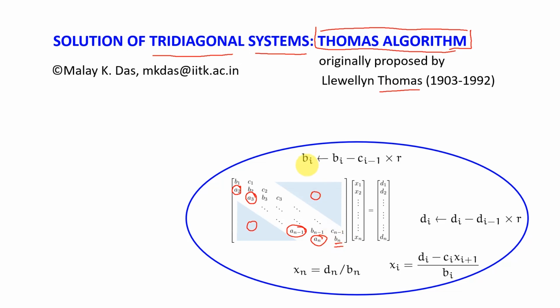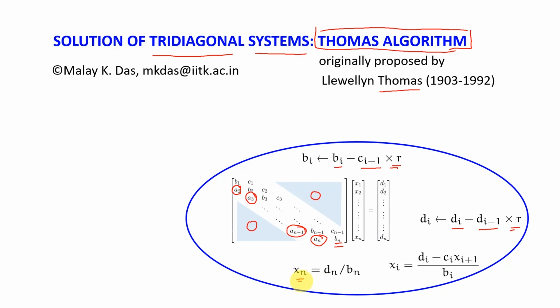All the B's will be modified in this forward elimination through Bi minus Ci minus 1 multiplied by R. What is this R? We will talk about it quickly. And because of this forward elimination, the D's on the right hand side will also change, in the same way: Di minus Di minus 1 multiplied by R. Once we make all these A's zero, from the last equation we have only Bn, which is now modified, and Dn on the right hand side, which is also modified.